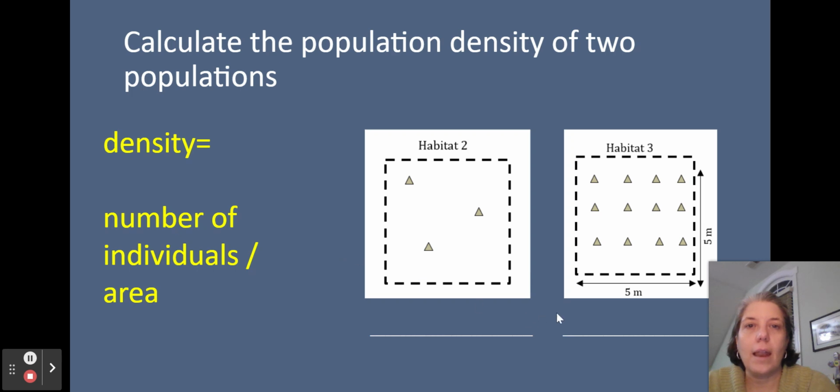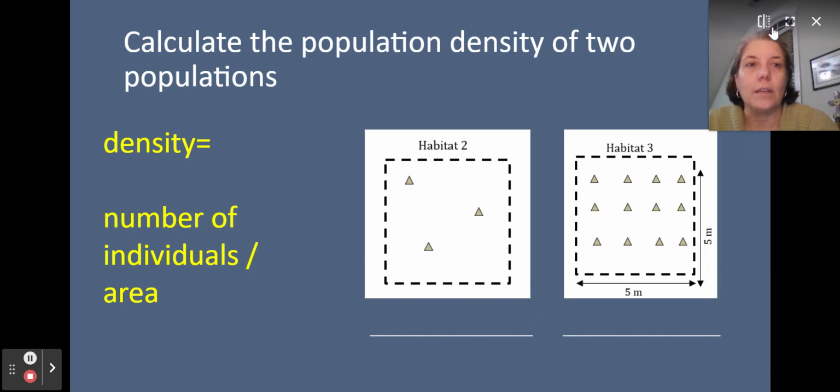Now, let's take a look at how we would calculate population density. So I just want you to do this little problem and practice how to calculate the population density. So I have 2 little habitats here. They're both 5 meters times 5 meters on the side. And what you do here to get the density is you take the number of individuals and you divide by the area. So calculate the area of this habitat, 5 by 5, and then take the number of individuals you count and divide by that number and see what you get. You can pause the video for a minute here and come back and we'll give you the answer.